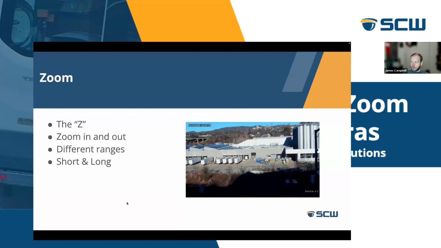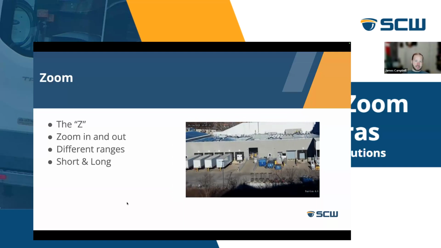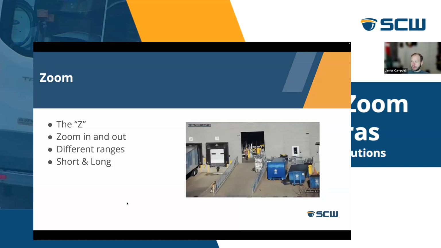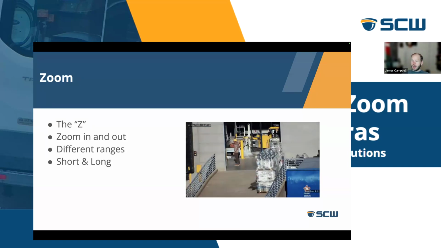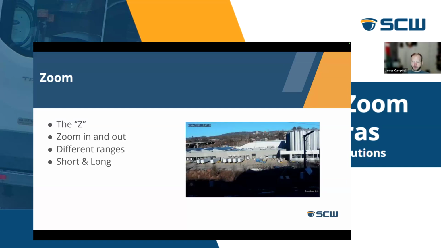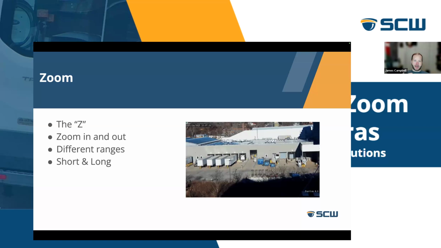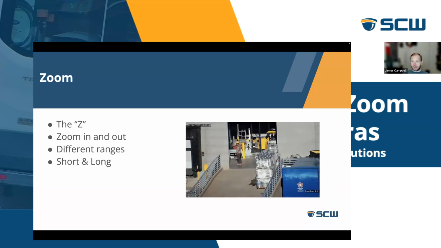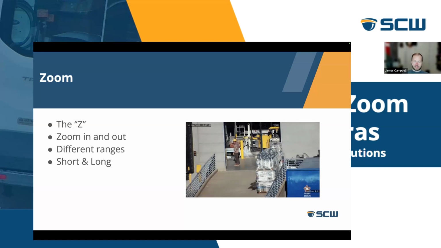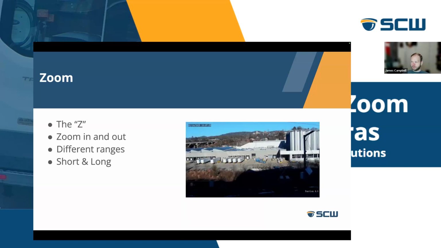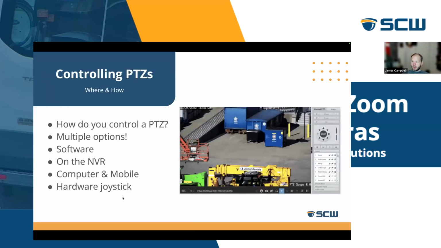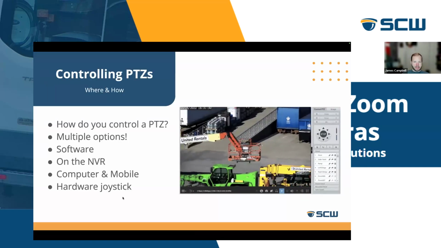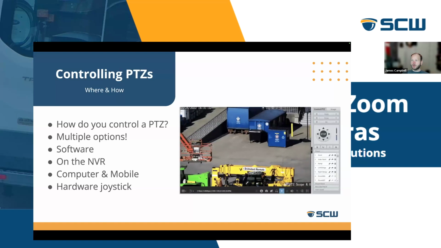And of course, the zoom, the most obvious one. We can see what that looks like here on this GIF too, the zoom in and zoom out. PTZs come in so many different ranges. We've got ones that are just short range for smaller areas, and we've got ones that are long range that can zoom in and see things hundreds and hundreds of feet away. So that's really the basics of what PTZ stands for and what they do.